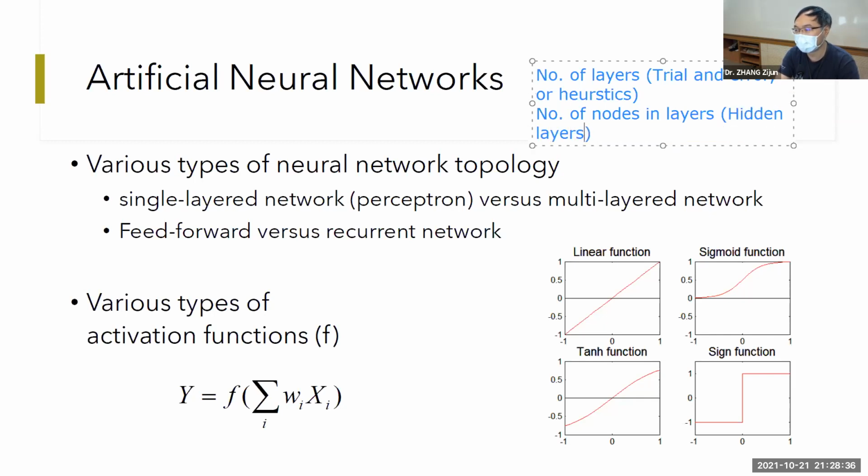Hidden layer. The number of nodes in the hidden layers is the most tricky one. The gradient descent. And the choice of activation function.